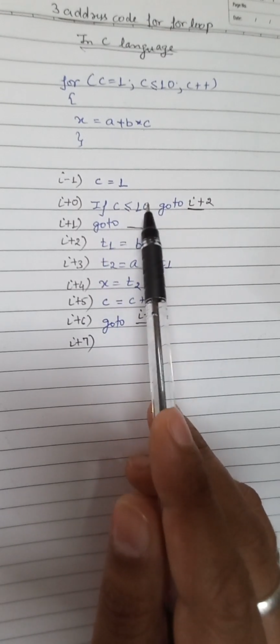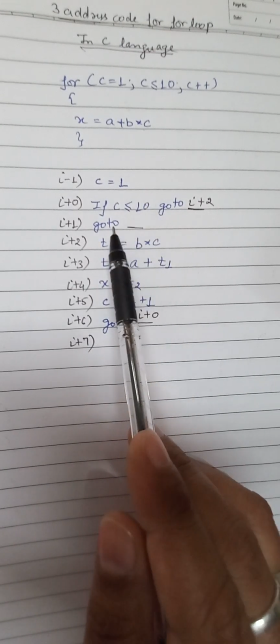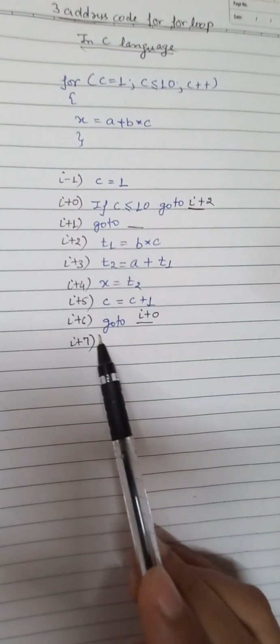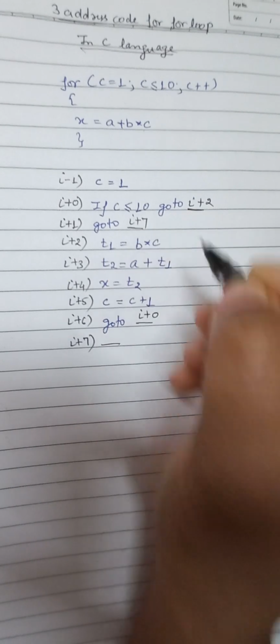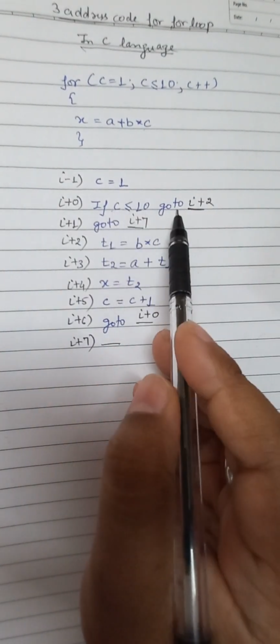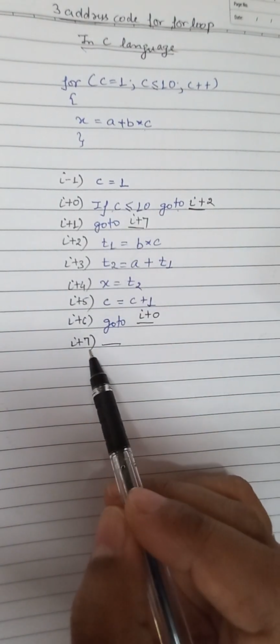And once the condition is terminated, once the C value is 11, then where should it go? It should go out of the loop. So that is I plus 7. So we are writing here I plus 7. If the condition is false, then it will go out of the loop. It means I plus 7.